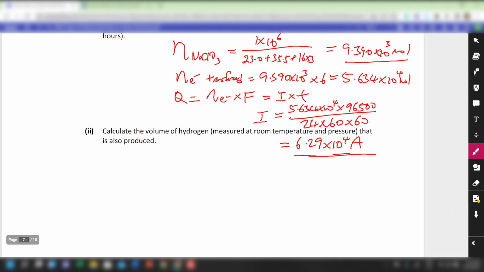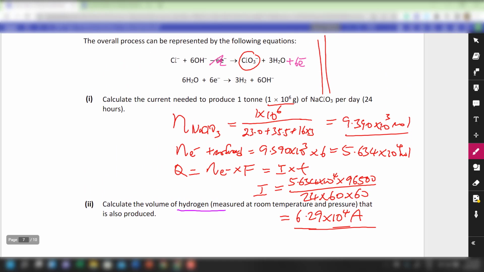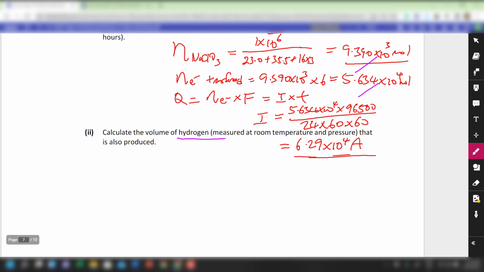Okay, and then for part 2, calculate the volume of hydrogen measured at RTP that is also produced. Okay, so over here in the process, 3 equivalents of hydrogen gas are being produced. So that means that the ratio will be 1 equivalent of ClO3 minus to 3 equivalents of hydrogen gas. So one way you can do it is simply just multiply this value by 3, or you can simply just divide this value by 2. It's up to you how you want to do it. Okay, you can just straight away calculate.